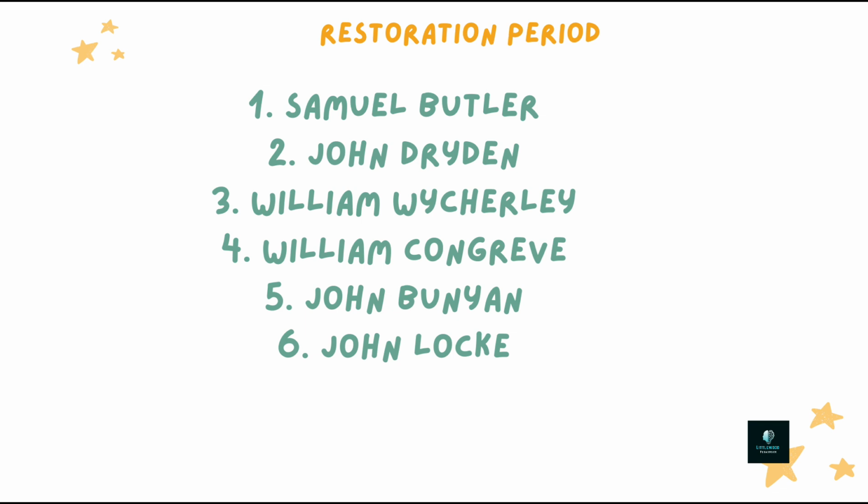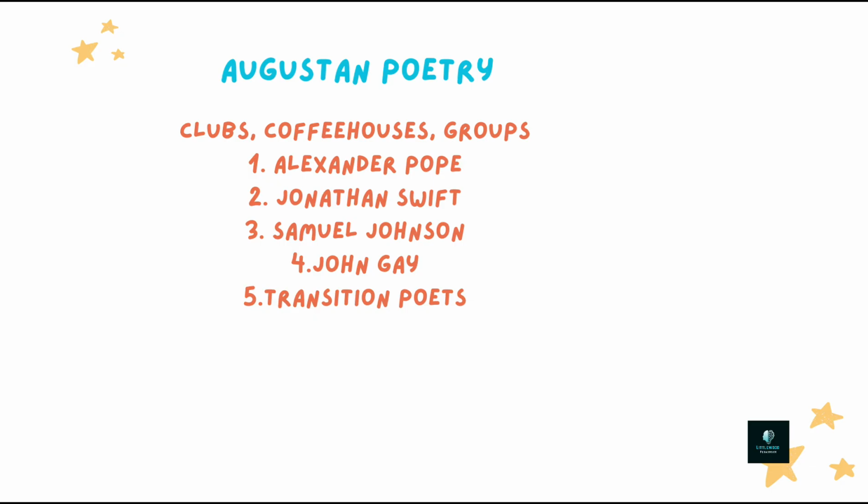Then, when it comes to Samuel Butler, Dryden, and other Restoration period writers, these six writers are really important. We have any number of writers in that period, but I'm not asking you to go for that. John Locke's Essay Concerning Human Understanding, published in 1690, is important. Then for John Bunyan's other works, I will make notes separately. Then the Augustan poetry is there.